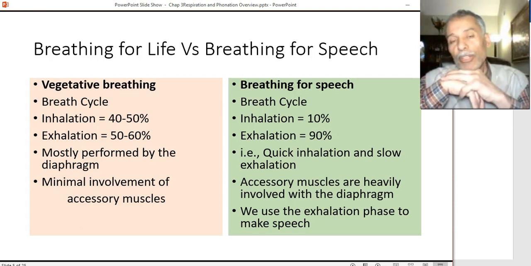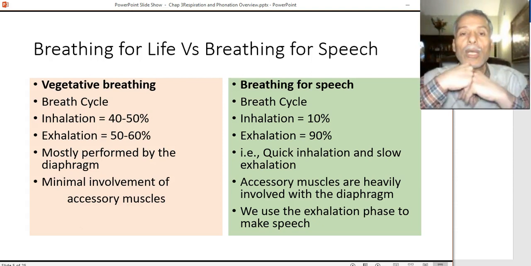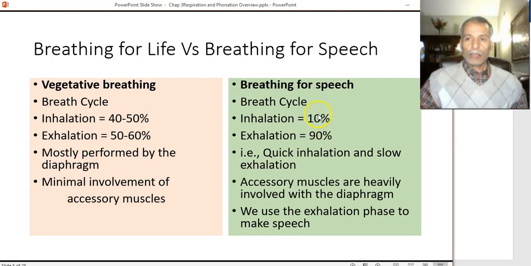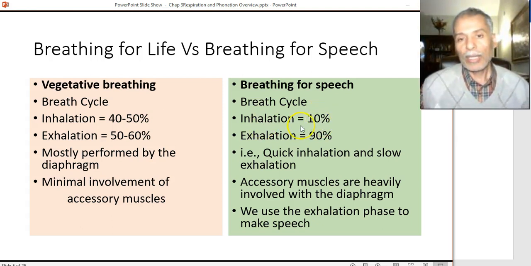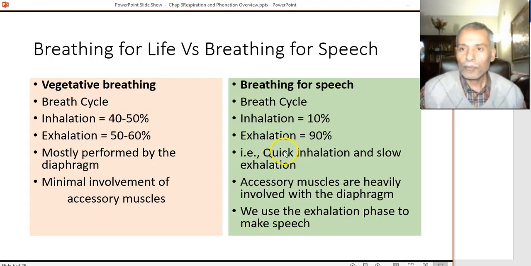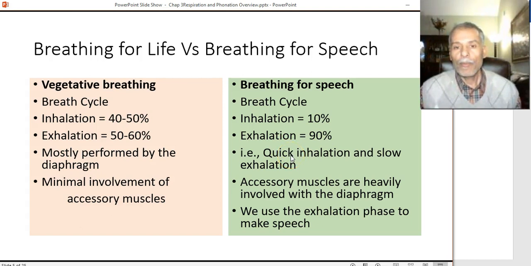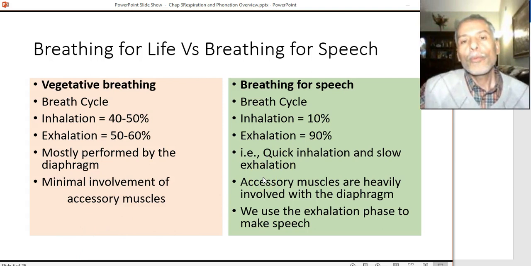However, when you shift to breathing for speech, that is effort, and the cycle is different. For example, inhalation takes 10% of the cycle, while exhalation takes 90% of the cycle. In breathing for speech generally, about 90% of the cycle is spent in exhalation.